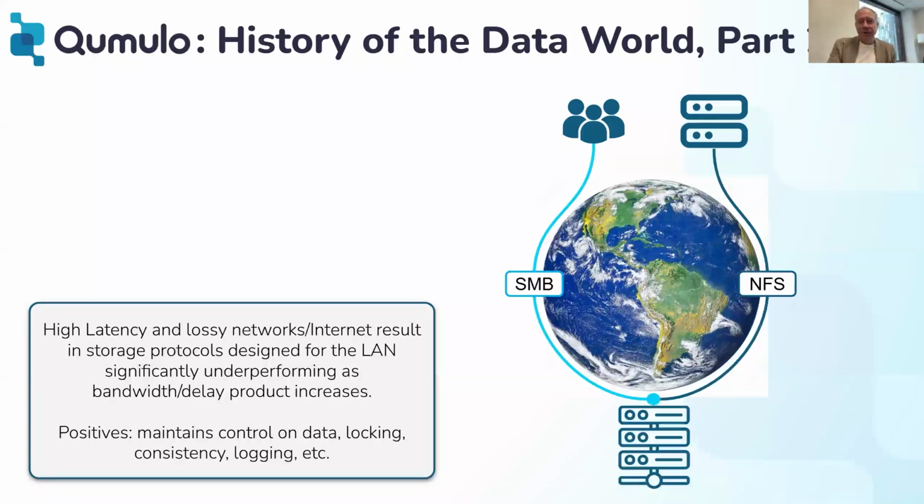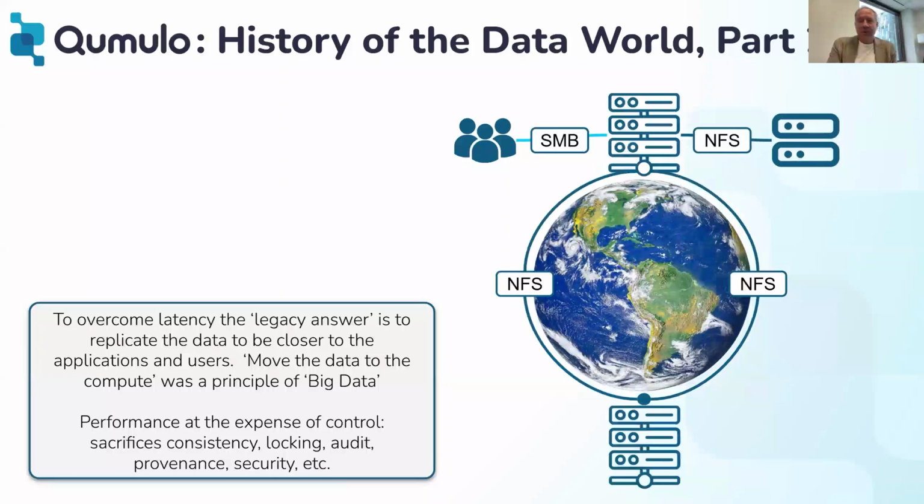History of the data world, part 2 continued. You'd replicate. Now I'm doubling the amount of storage that I have to have in order to ship it around the world. Try to maintain consistency and coherency there, but allowing an improvement in performance. If these are across autonomous systems, or these are using non-coherent caching architectures, you are sacrificing consistency, locking, audit, data provenance, security on the altar of performance.